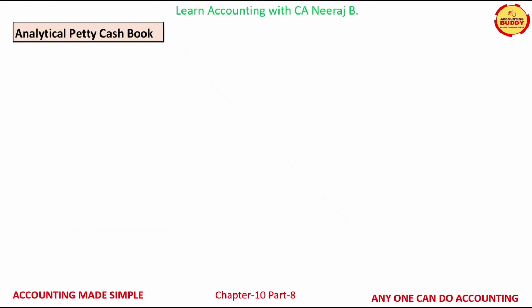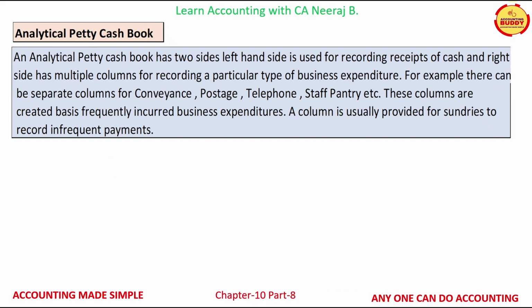Let us learn about analytical petty cash book. An analytical petty cash book has two sides. Left hand side is used for recording receipts of cash and right hand side has multiple columns for recording a particular type of business expenditure. For example, there can be separate columns for conveyance, postage, telephone expenses, staff pantry expenses, etc. These columns are created based on frequently incurred business expenditures. A column is usually provided for sundries to record payments which are not frequently made.